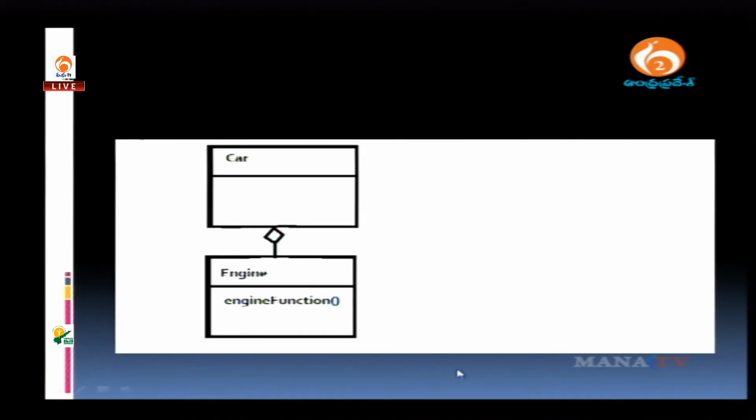Just look here, this is the class diagram representation. Here car has an engine. In car we have the engine reference, so that this method is going to be executed in the car class.